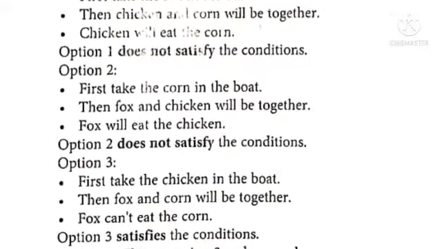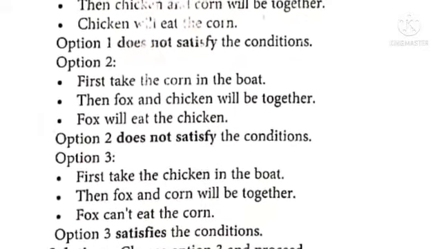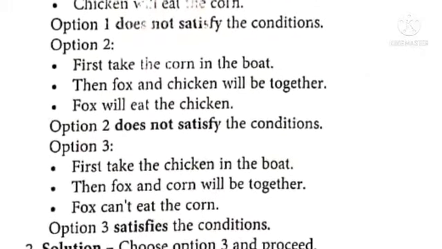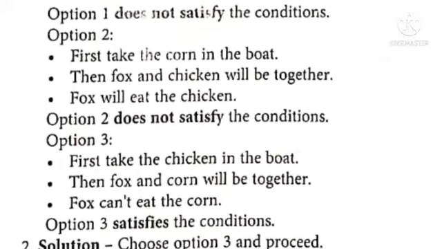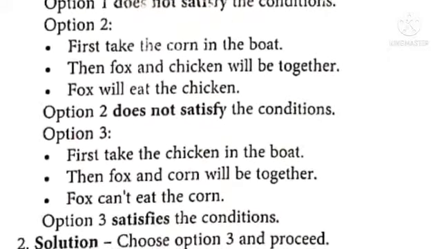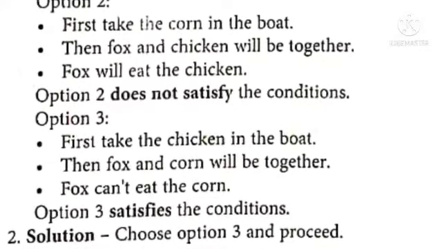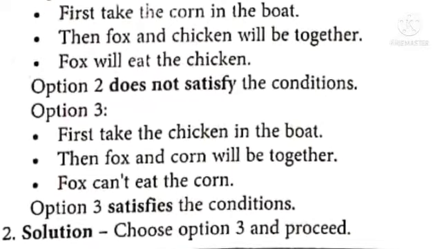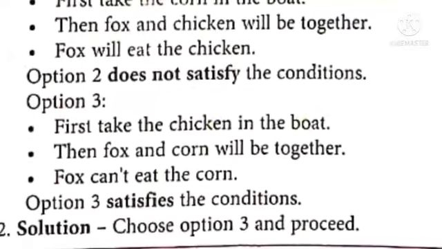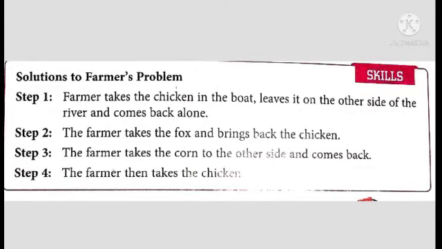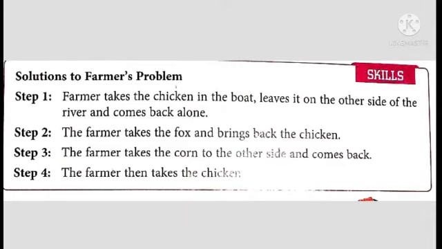So, if the farmer takes the fox in the boat, then the chicken and the corn will be together and the chicken will eat the corn. So, this does not satisfy the given rules or conditions. Now, next we have to try. First take the corn in the boat. If the farmer takes the corn in the boat, then what happens? The fox and the chicken will be together and the fox will eat the chicken. Now, what to do? If the farmer takes the chicken in the boat, then the fox and the corn will be together, but the fox cannot eat the corn. So, here the condition is satisfied.